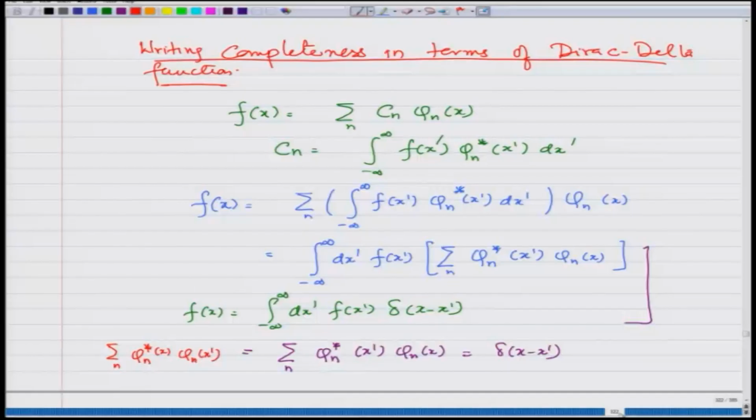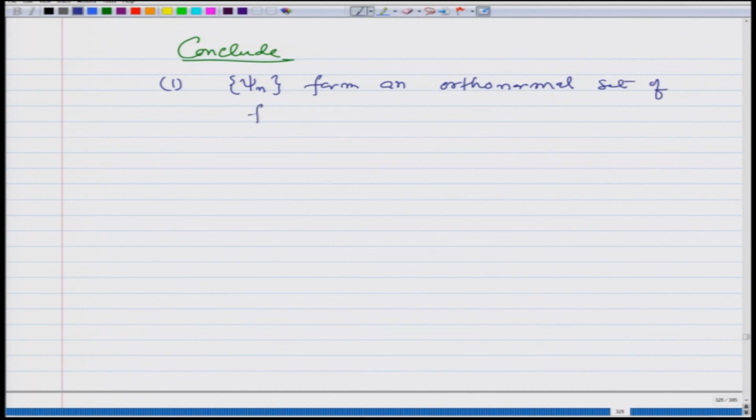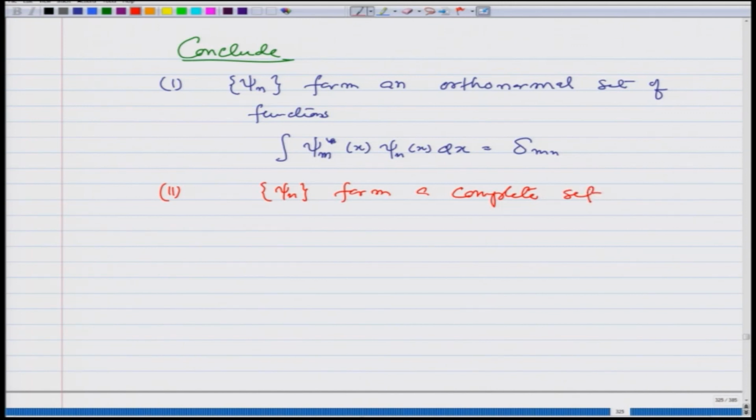So, let me conclude this lecture, Introduction to Mathematics, by writing number 1, psi_n form an orthonormal set of functions, and what that means is the integration of psi_m star(x) psi_n(x) dx is equal to delta_mn, and the other property, that psi_n normalized form a complete set, and that means summation psi_n star(x) psi_n(x') is equal to delta(x minus x').